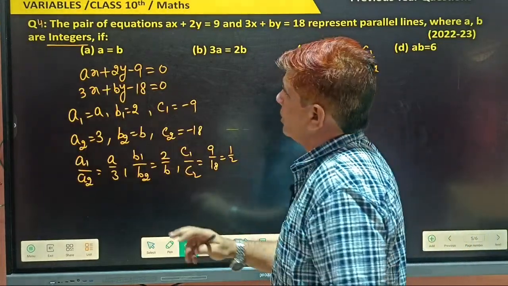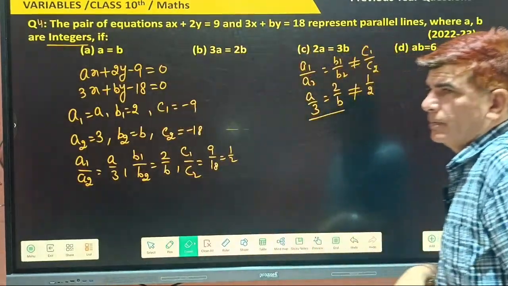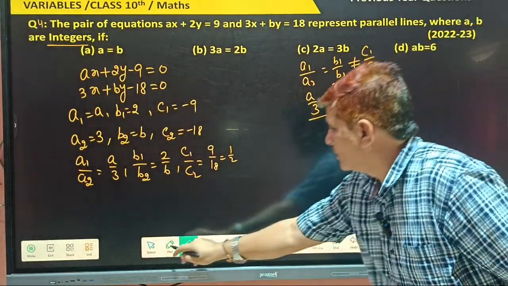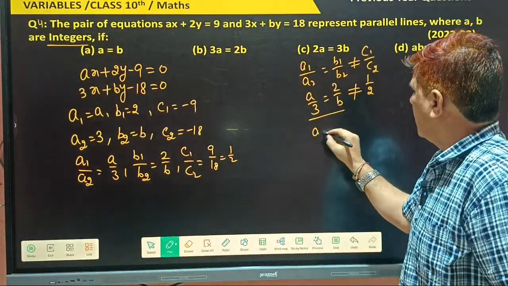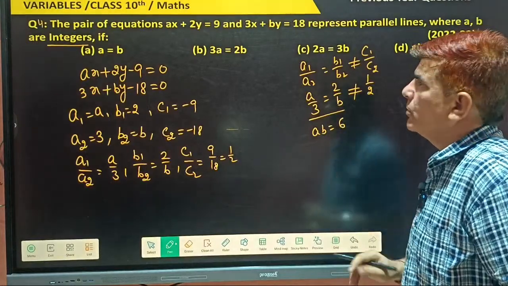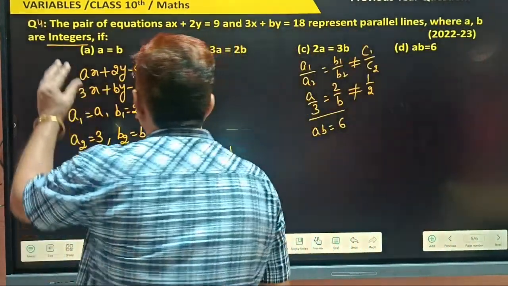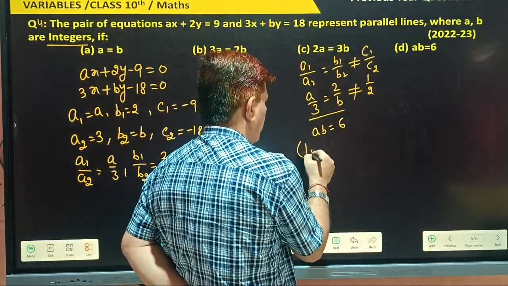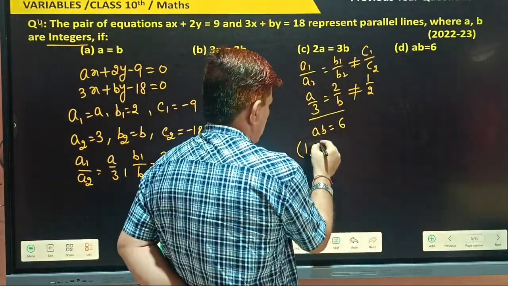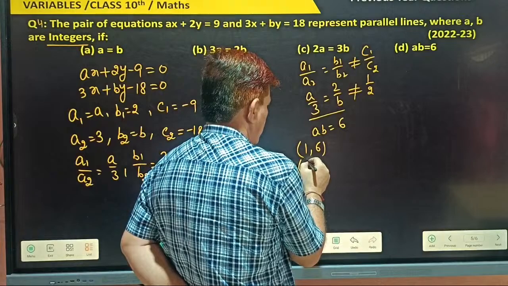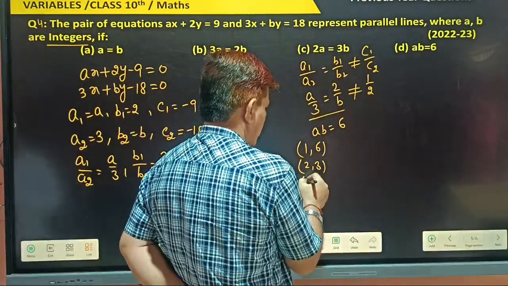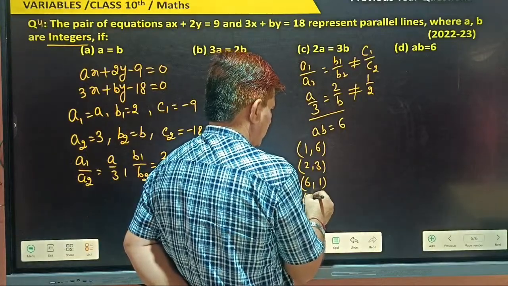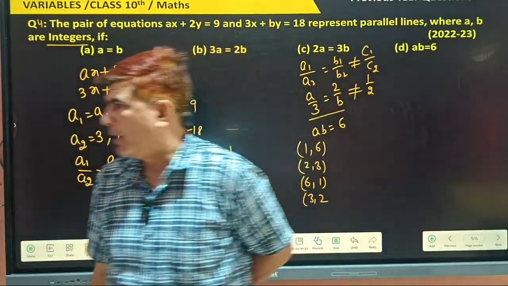Till here understood? Our answer is from this. So this we have taken, then what does it become? It becomes AB equal to 6. It means we have to find two integers whose product is equal to 6. So what are the possibilities? 1, 6, 2, 3, 6, 1, and 3, 2.